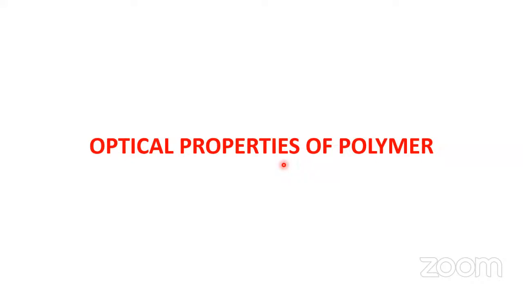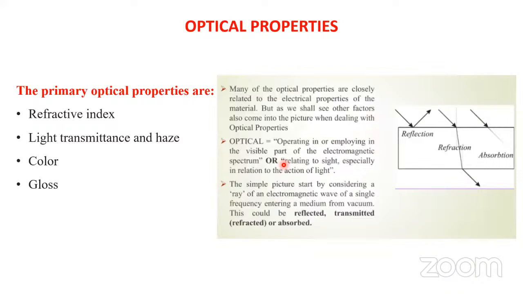Then I think the last property measurement is the optical properties of your polymeric material. What do you mean by optical properties? Whatever you have mentioned, like transparency of polymer, haziness of the polymer, this kind of property we can call optical properties of the polymeric material. The factors that can be considered are refractive index, light transmittance and haze, color and gloss. All these properties can be covered in the optical properties of a polymer.